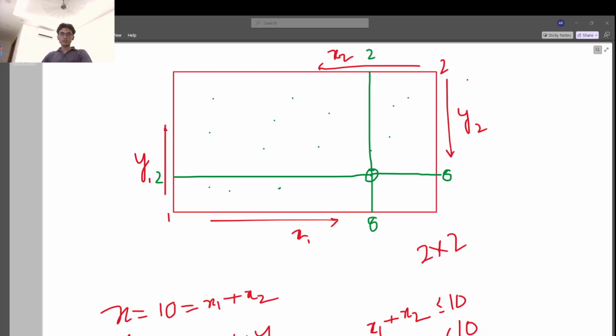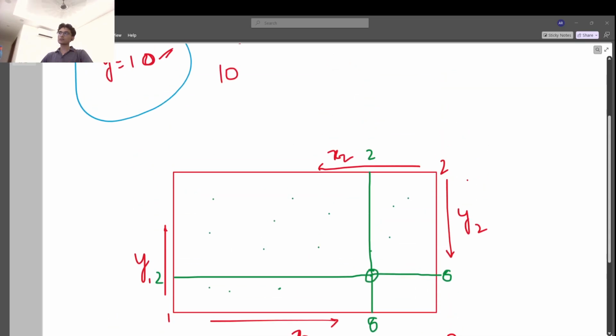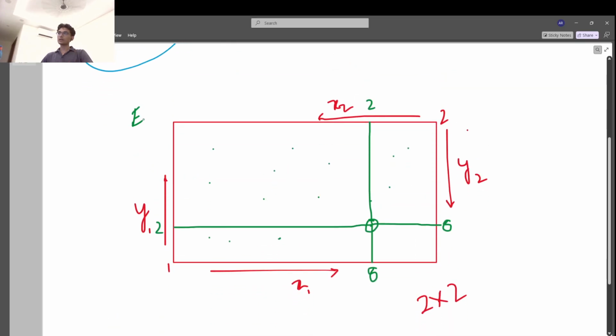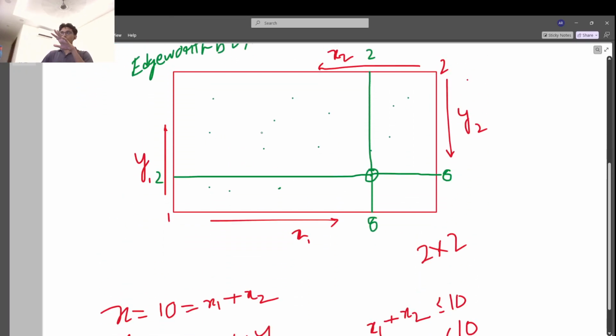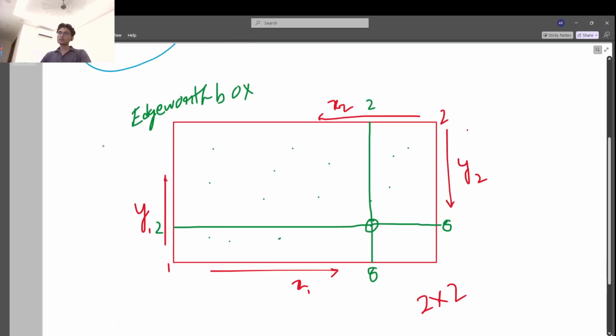So let's bring it here again. Where were we? So yes, an allocation can be anywhere in this Edgeworth box. This is called an Edgeworth box. As you can see, any allocation outside this Edgeworth box is not feasible, because it exceeds the total amount of goods available.